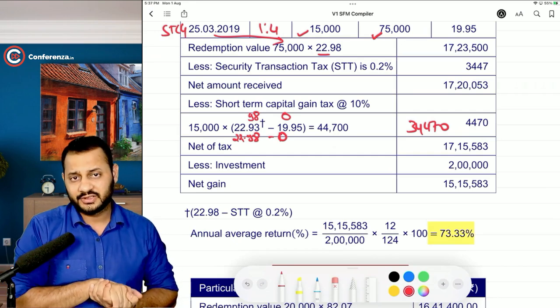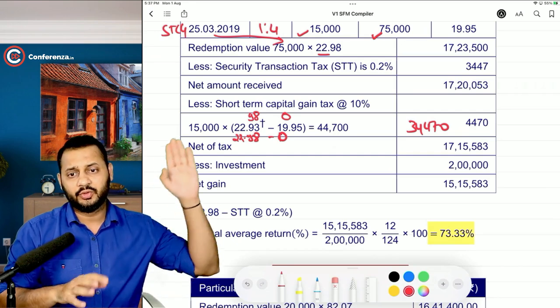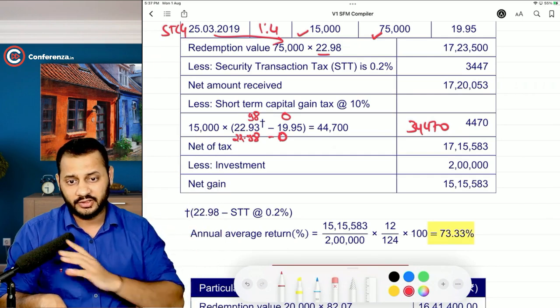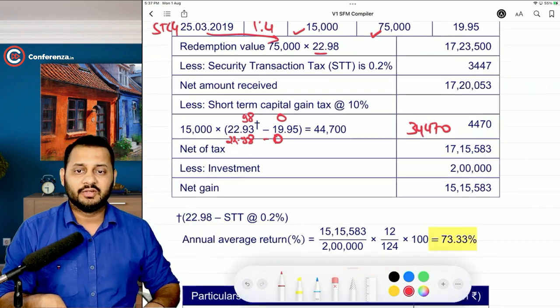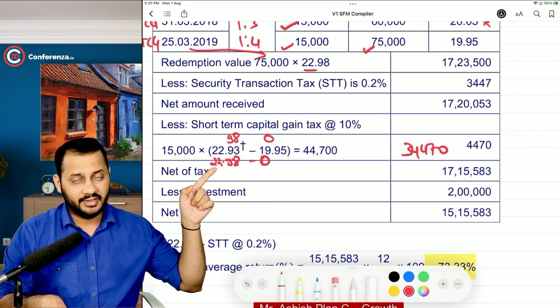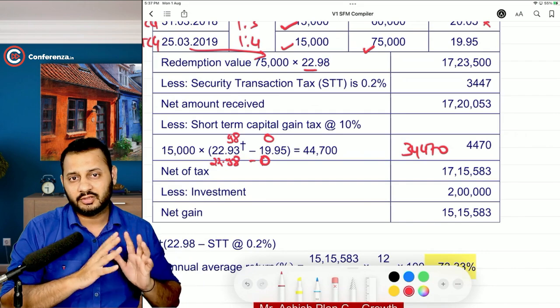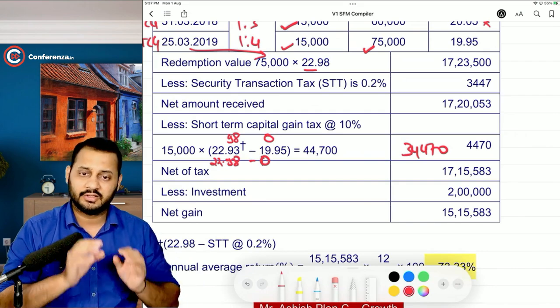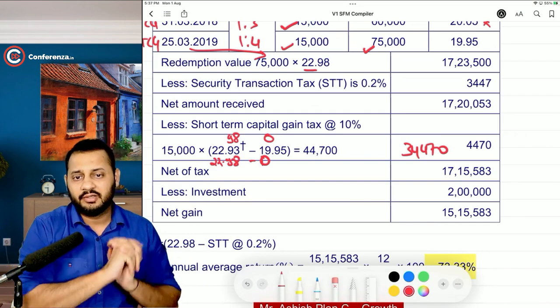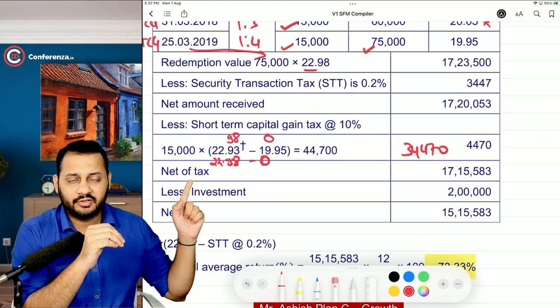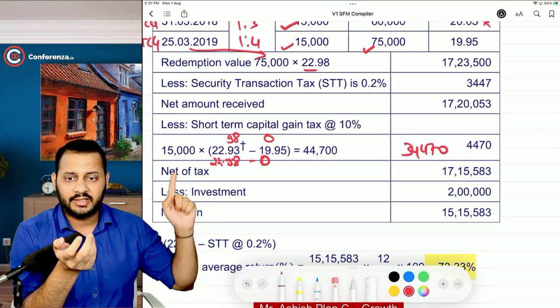If the question comes in the exam, I will suggest you to go according to the institute's answer only. Although they have given the correct answer to the correct treatment as well, they have given full marks to that, but I don't trust the institute on such things. So that's why go with the institute's treatment, you will get the marks. So this is the net of tax amount after paying the short term capital gain tax less investment.